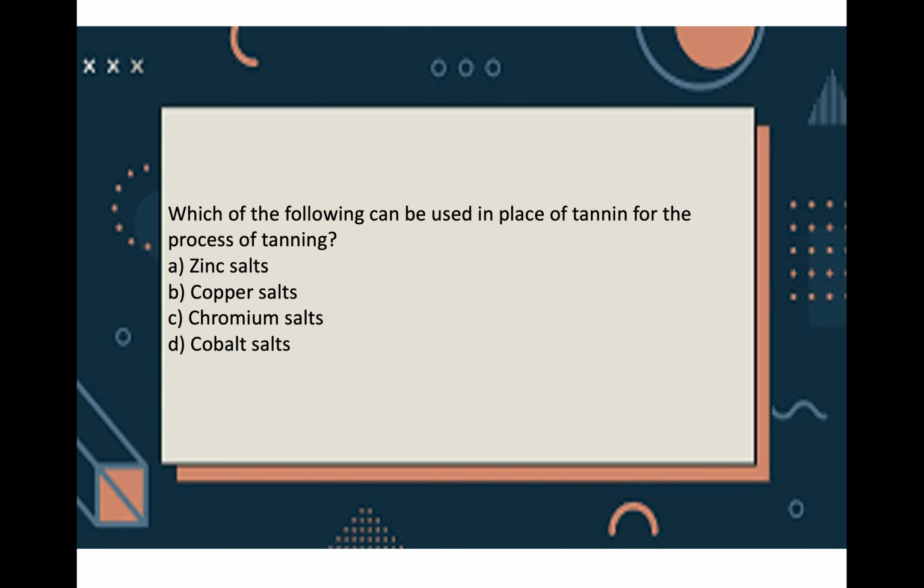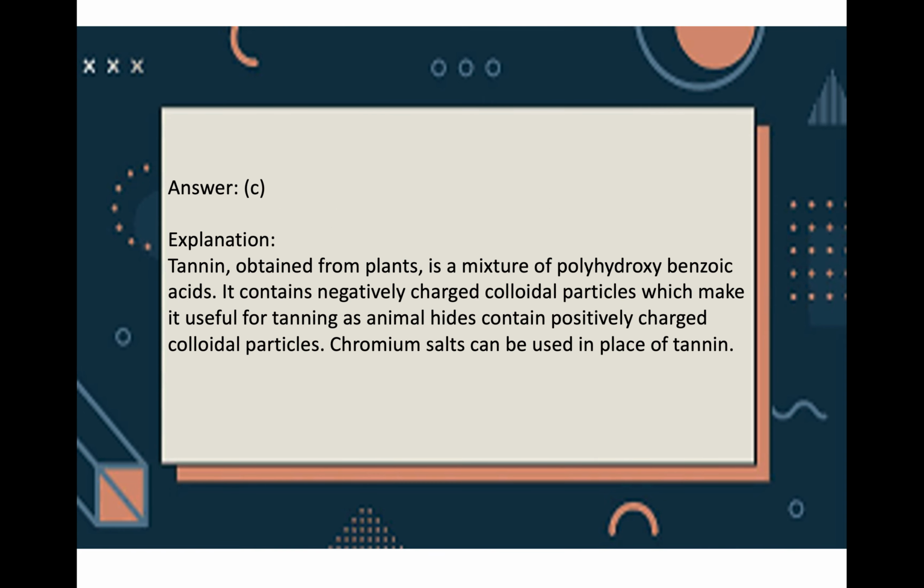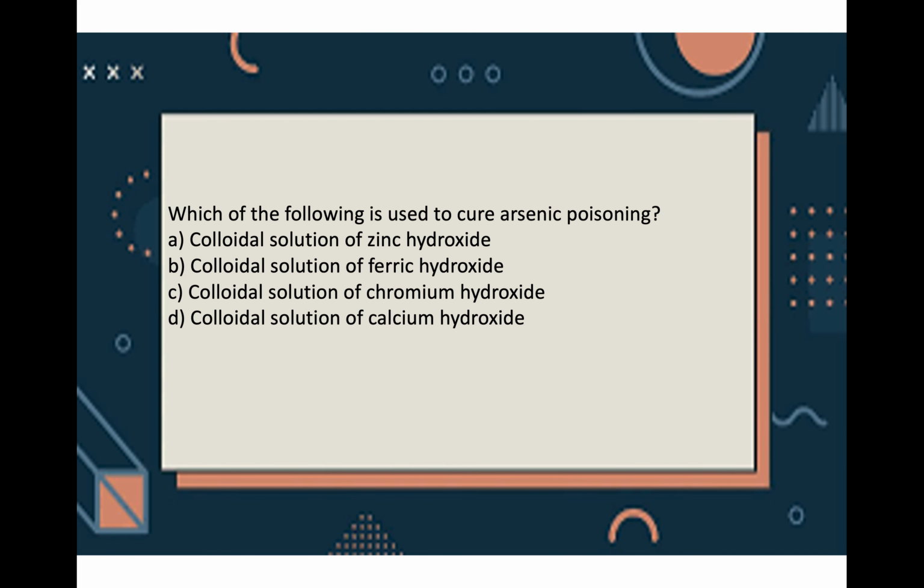Now, which of the following can be used in place of tannin for the process of tanning? A. Zinc salts, B. Copper salts, C. Chromium salts, and D. Cobalt salts. Option is C, that is chromium salts. The tannin we get from plants. It is a mixture of polyhydroxy benzoic acid which contains negatively charged colloidal particles, making it useful for tanning animal hides, which contain positively charged colloidal particles. Chromium salts can be used in place of tannin.